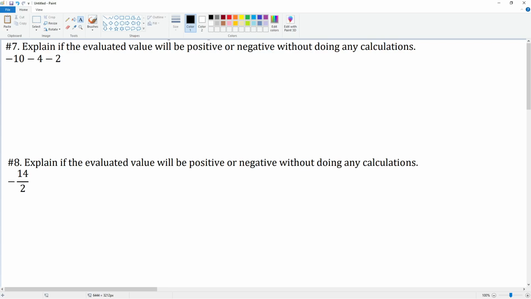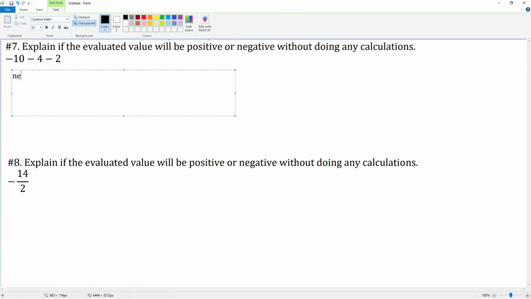Number 7 looks to explain if the evaluated value will be positive or negative without doing any calculations. Here we have a negative 10. Then we have a negative 4. Then a negative 2 all together. We have negative 10, negative 4, and negative 2.